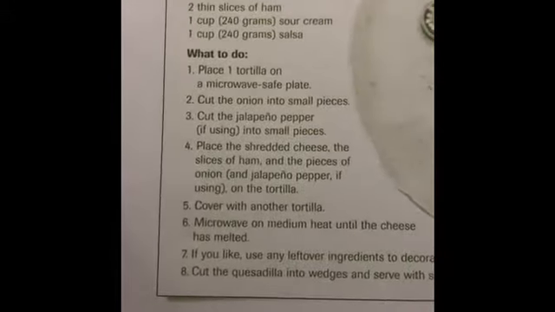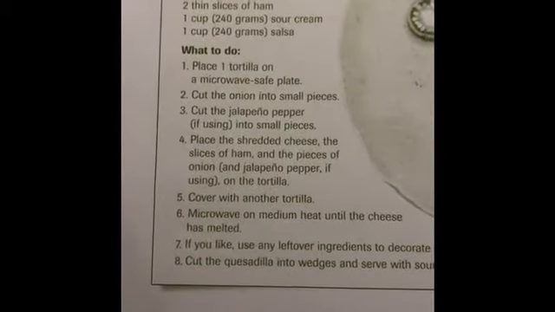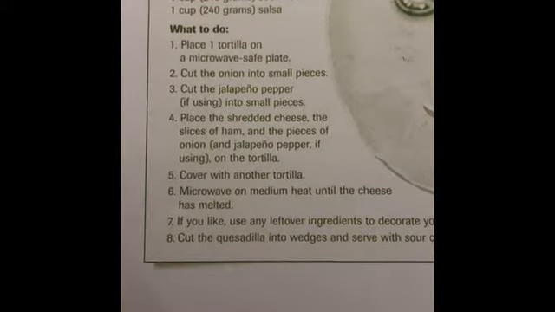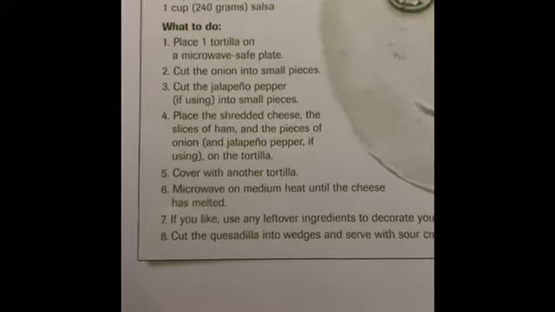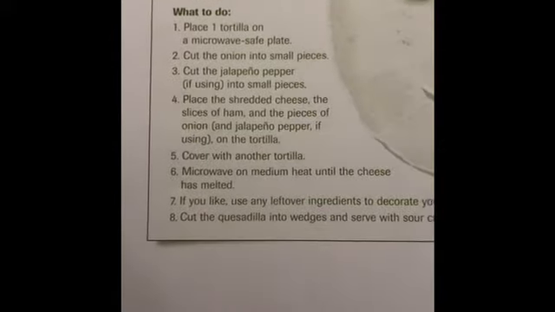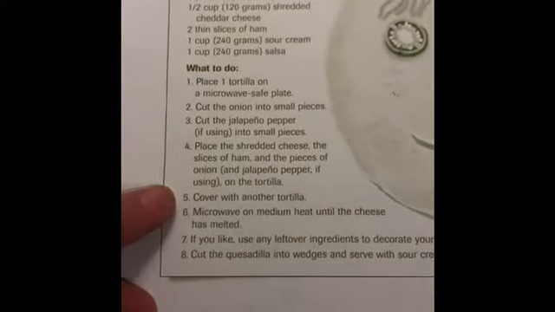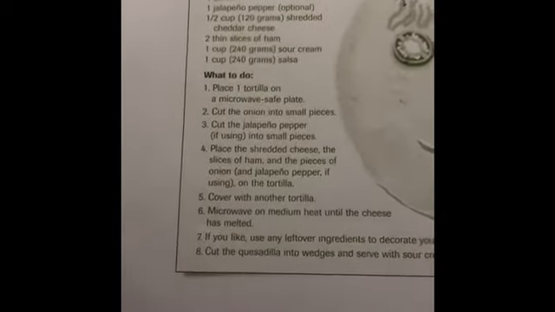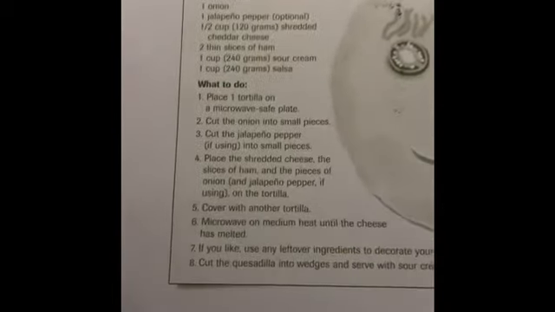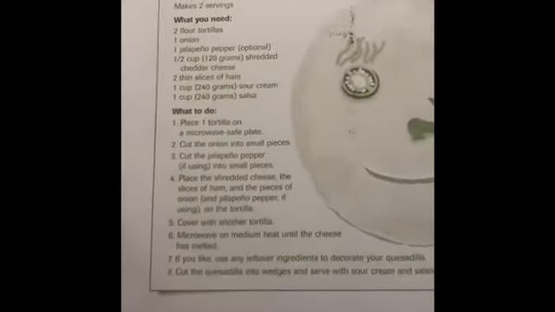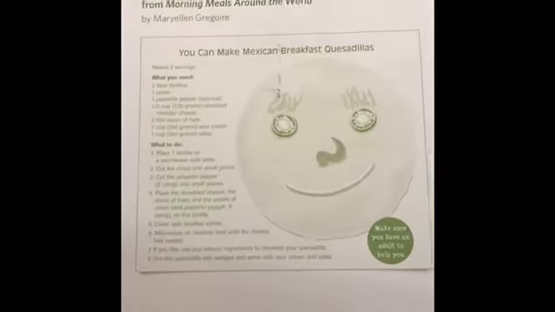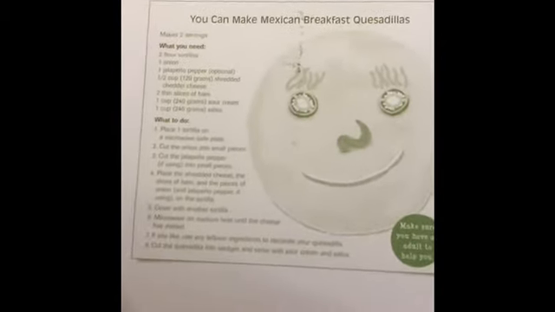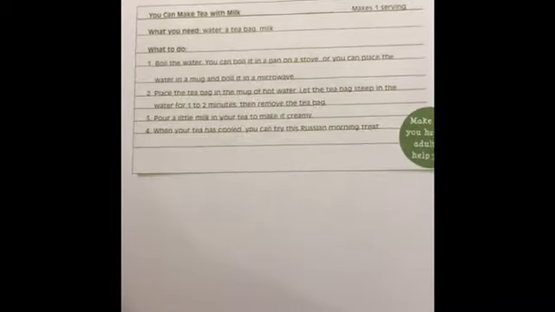So, third graders, let's talk about steps. What would happen if we microwaved, we did step 6 before anything else? Microwave on medium heat until the cheese has melted. If I just started the microwave without doing steps 1 through 5 first, there would be nothing in the microwave to melt. You have to do the steps in order. Otherwise, you'll end up with a mess. Maybe you can make some Mexican breakfast quesadillas at home with or without the ham and jalapeno.